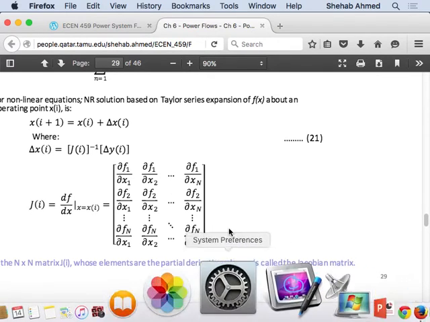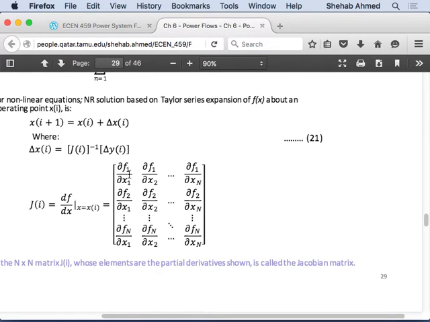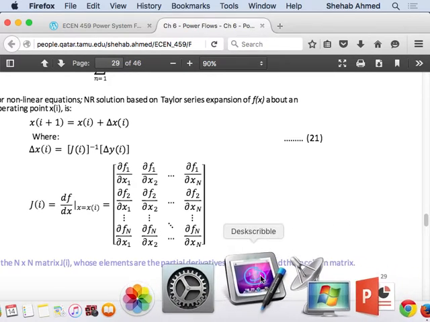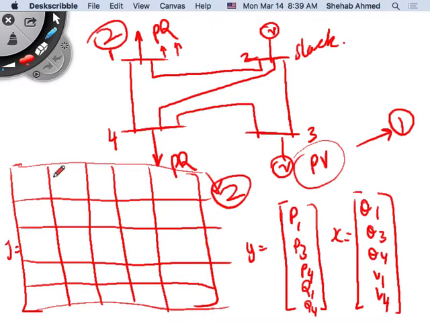So it's my first variable, my first power flow. Remember, I started with real powers. So this is differentiation of P1 with respect to theta 1. Differentiation of P1 with respect to theta 2. Differentiation of etc. etc. Let's write this down for our current system, let's say. So this is dP1 by d theta 1, dP1 by d theta 3, and dP1 by d theta 4, right?